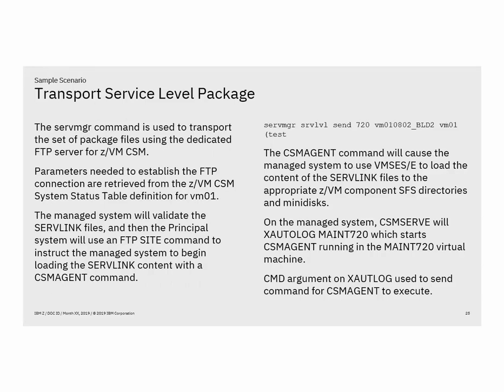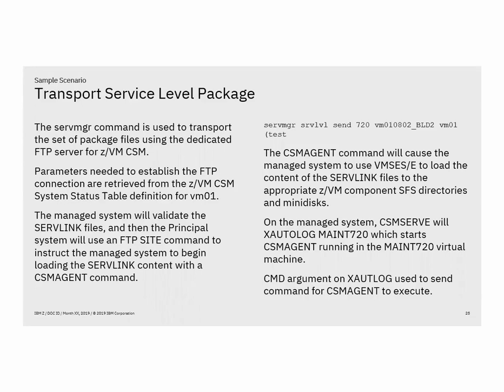So to actually send the service level to the target system, I'll use serve manager serve level send. And again, it's a 720 service level, the name of the service level, and then the target system, VM01. Serve manager knows what the IP address or fully qualified name of VM01 is, because that information is in the system level information, system level table maintained by CSM.